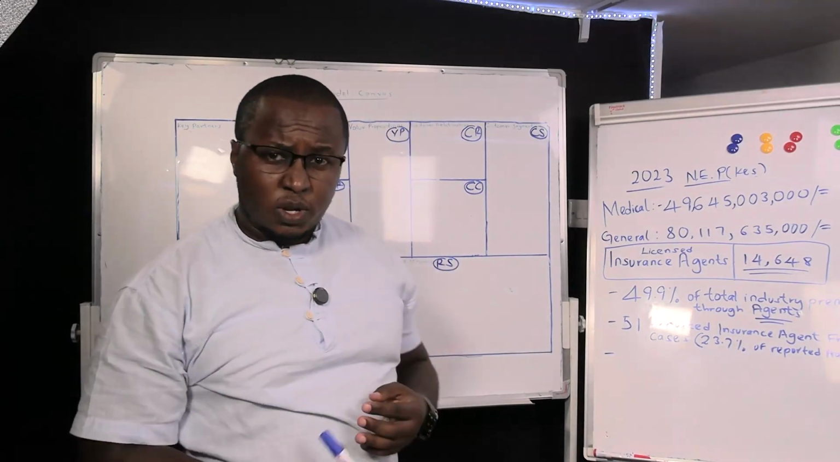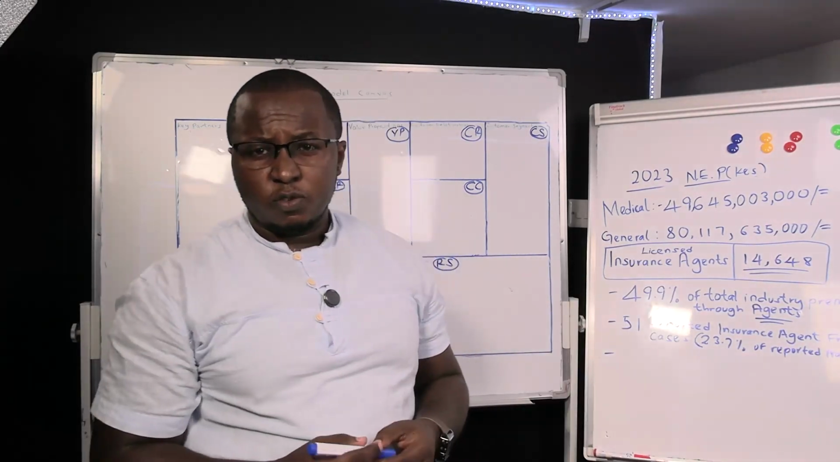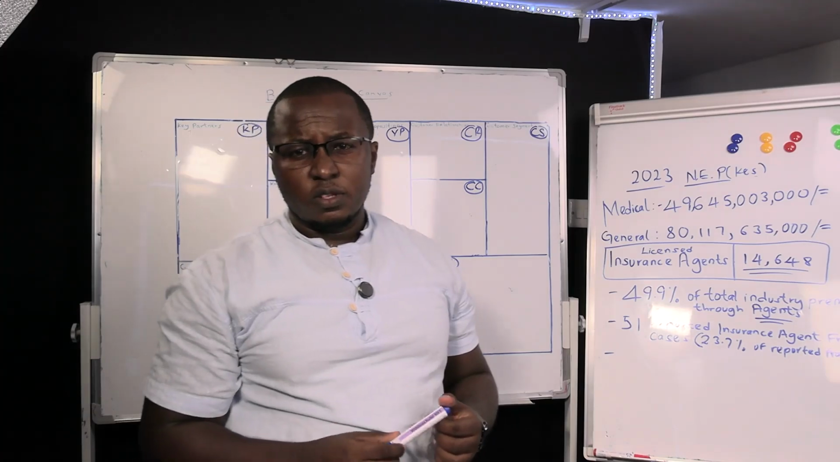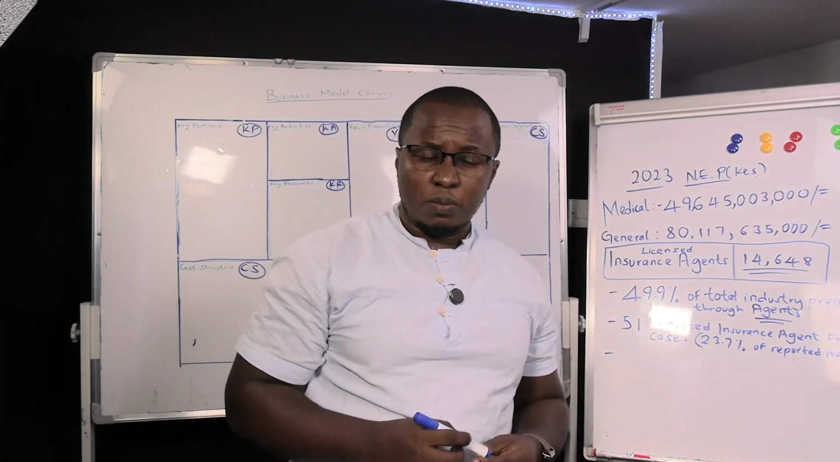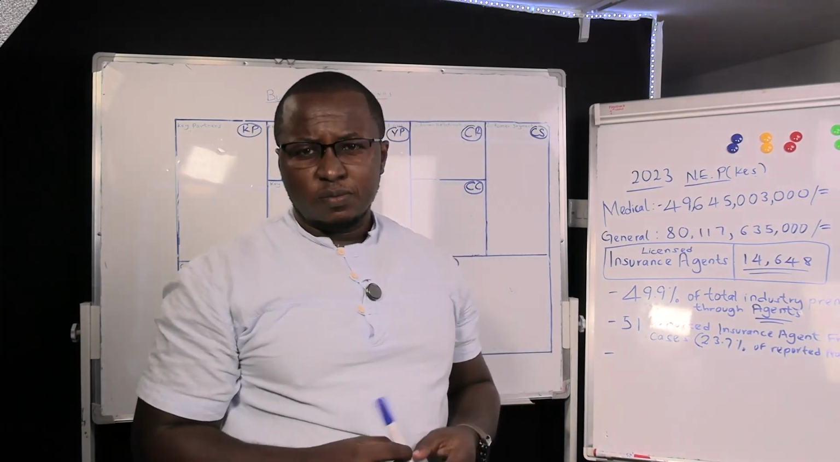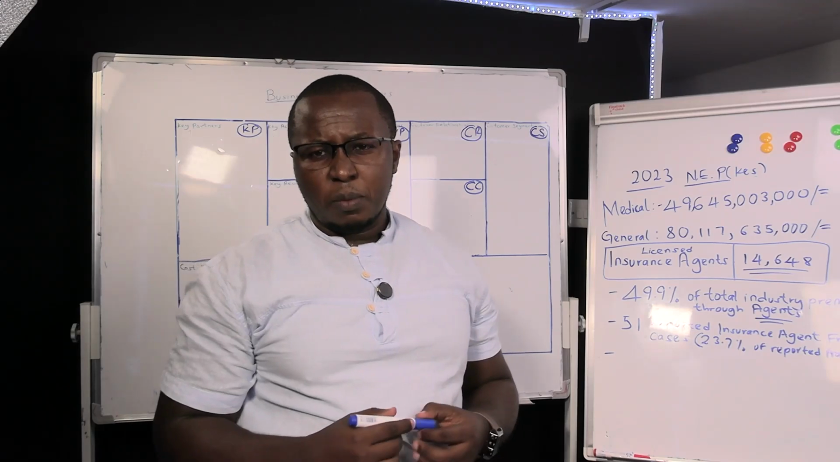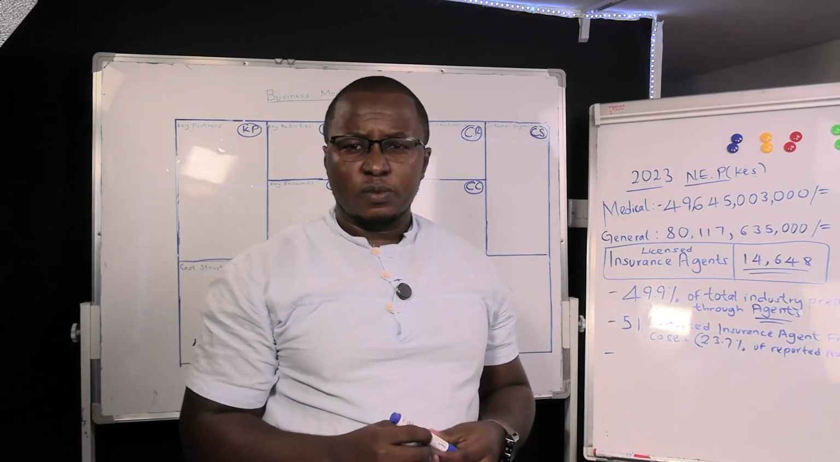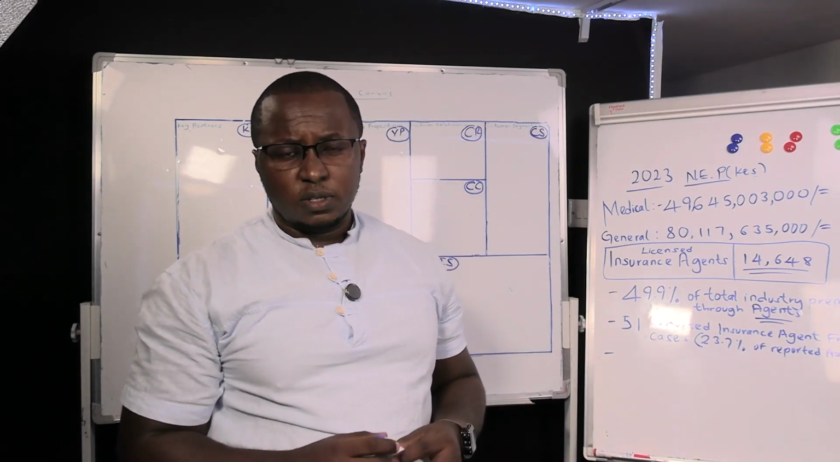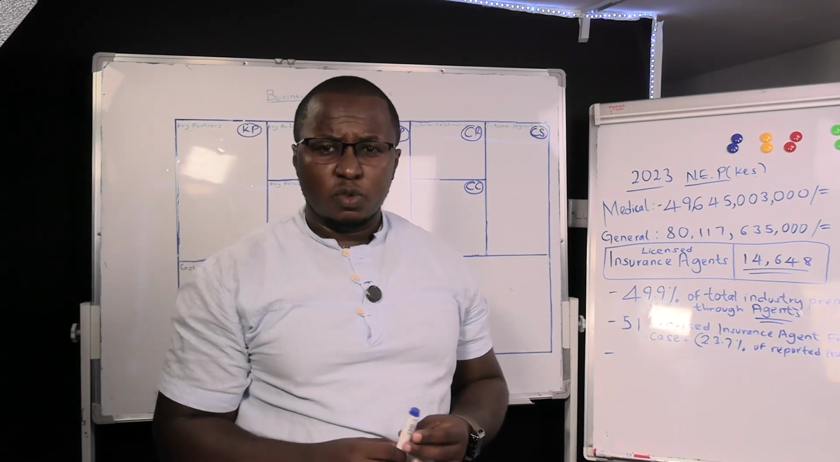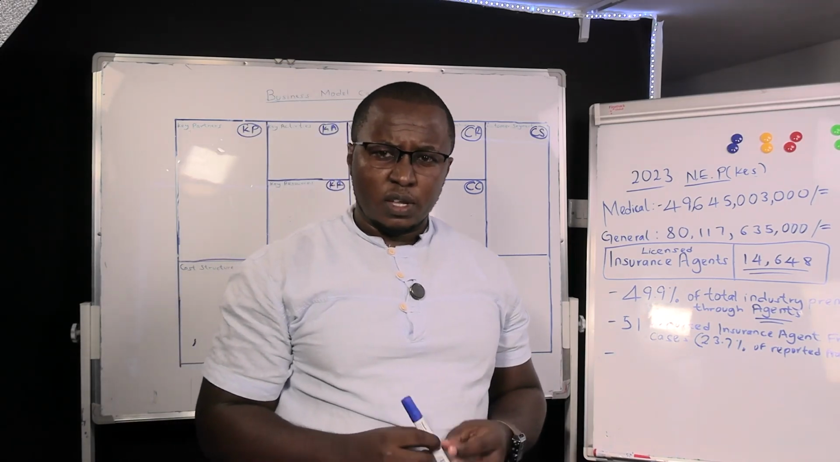So in our last session, we were able to look at generation of a business model canvas. Now in this session, we're going to do a practical application of the business model canvas. For the purpose of this example, we'll work with a licensed independent insurance agency operating within the Kenyan market.